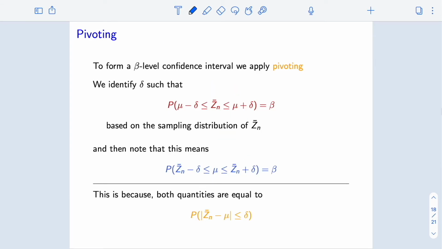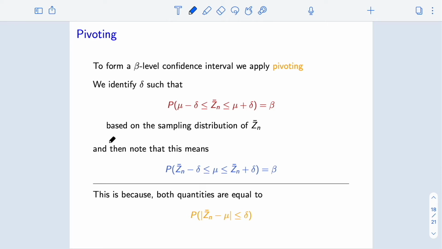So mathematically, when we were engaging with the red lines, we were looking at this. We were saying identify a value delta such that the probability that z bar n is between mu minus delta and mu plus delta was equal to beta, in this case 0.95, right? And this is, in a sense, directly a statement about the sampling distribution of z bar n around mu.